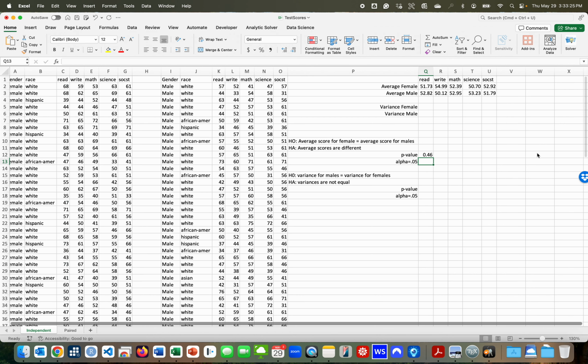I hit enter, and this is the p-value. So remember from the notes that we're working under 95% confidence, and we reject the null hypothesis if the p-value is less than alpha.